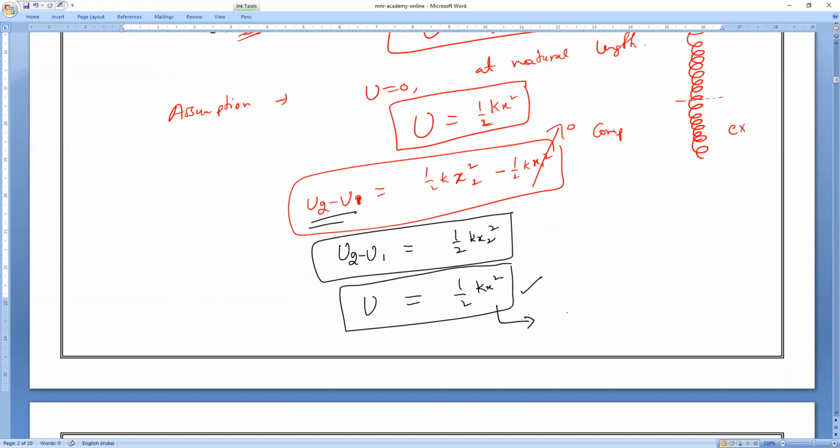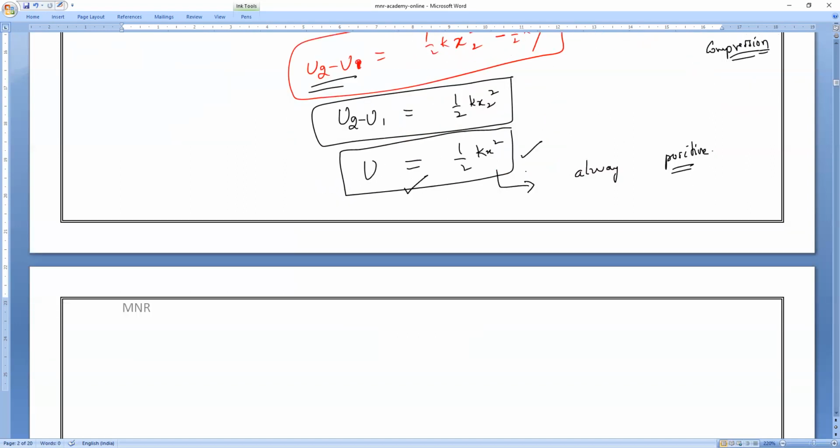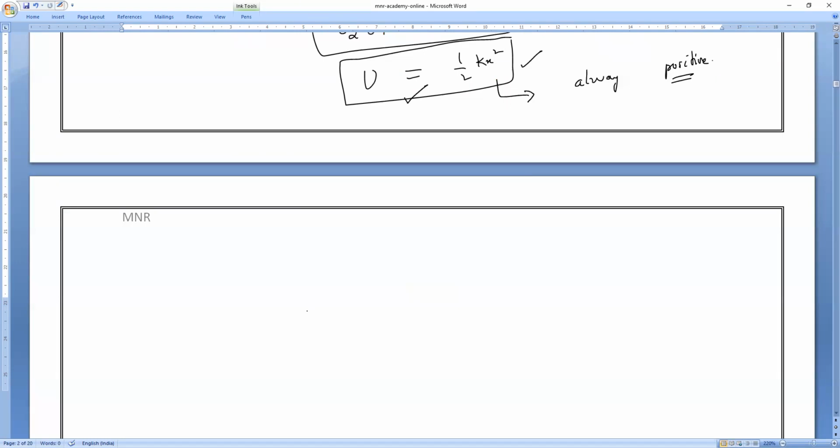Now, the most important and interesting point about it: remember, this one is always positive. Why, sir? Let me show that. Either it is extension, or I can make it compression also. Either way, if I do the spring extension or compression, this value is always positive.